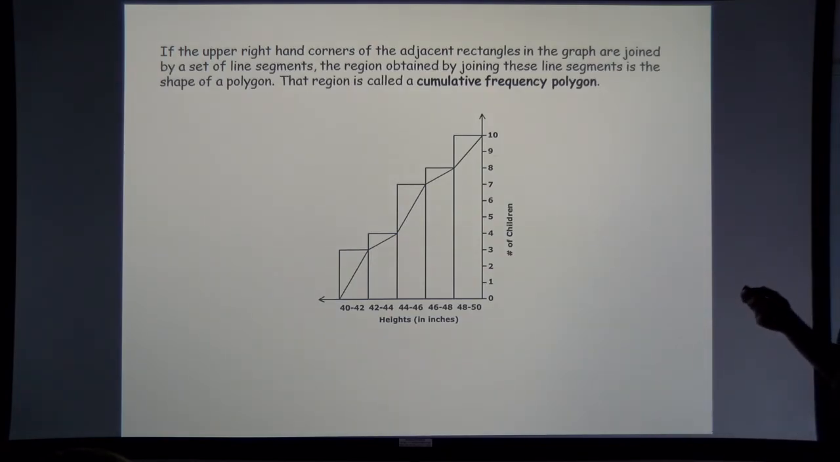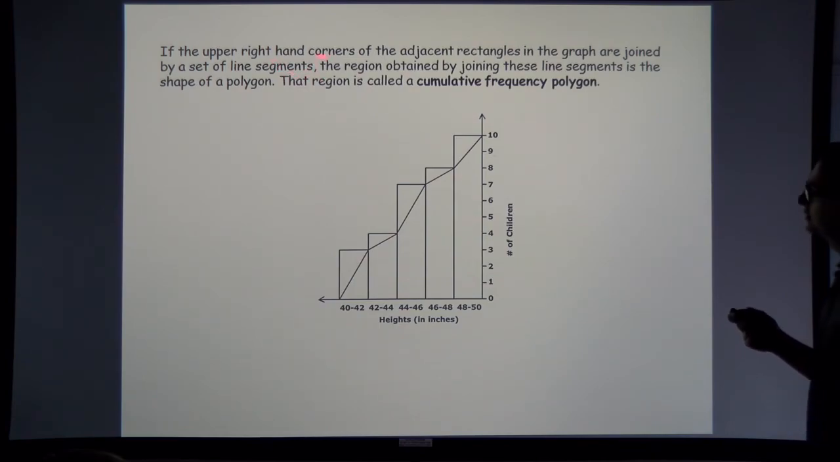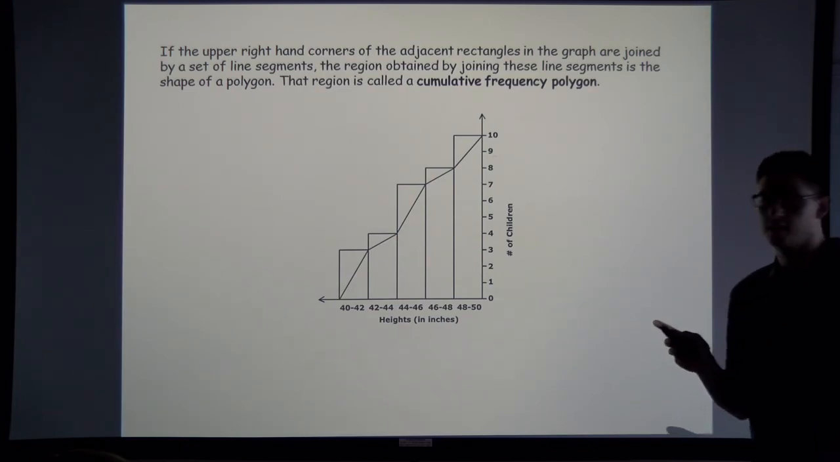Okay. The upper right-hand corners of the adjacent rectangles of the graph are joined by a set of line segments. The region obtained by joining these line segments is the shape of a polygon. The region is called a cumulative frequency polygon.